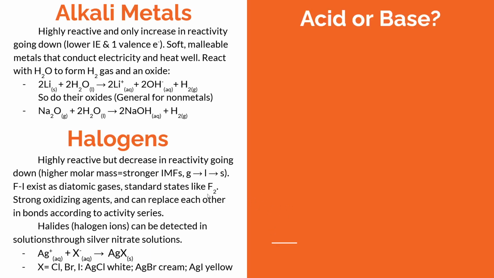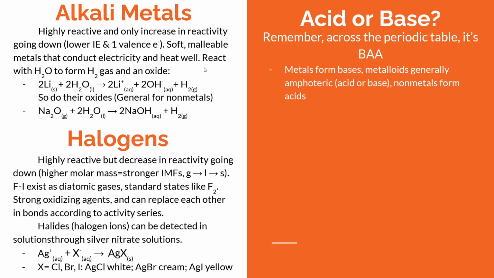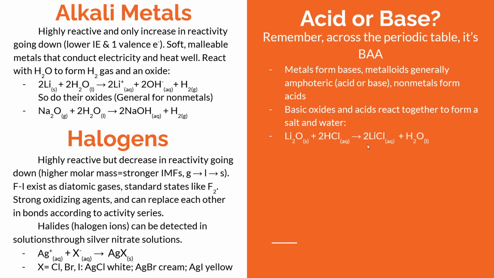Now, how do you know if stuff is an acid or a base? So remember, across the periodic table, metals form bases, metalloids generally are amphoteric, which means they can be acid or base, and nonmetals form acids. So basic, amphoteric, acid. Basic oxides and acids react together to form a salt and water. We see lithium oxide plus 2 hydrogen fluoride make 2 lithium fluoride and water.